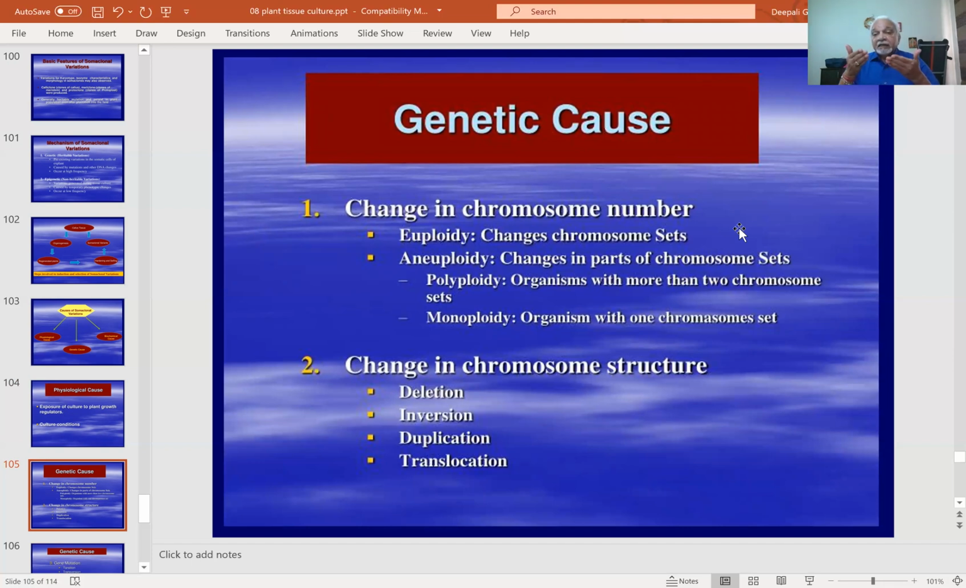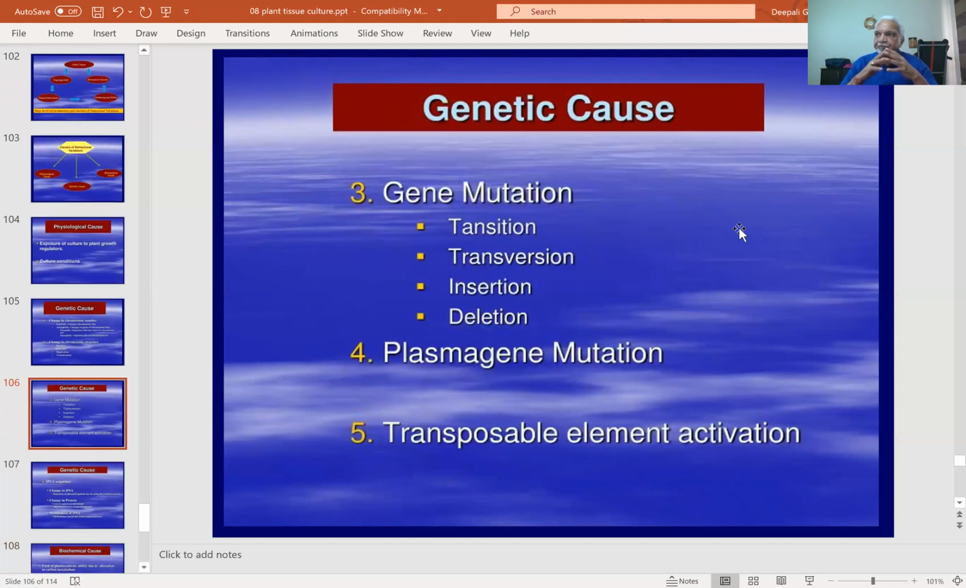Then the chromosome structure can be changed because of these processes: deletion, inversion, duplication, translocation. So when the cell multiplies in the presence of growth regulators, these kinds of changes are seen. Some part of the chromosome is deleted, inverted, duplicated, or translocated from one region to another region. They result in genetic variability, sometimes affecting the trait of the regenerated plant. So this is another cause, basically.